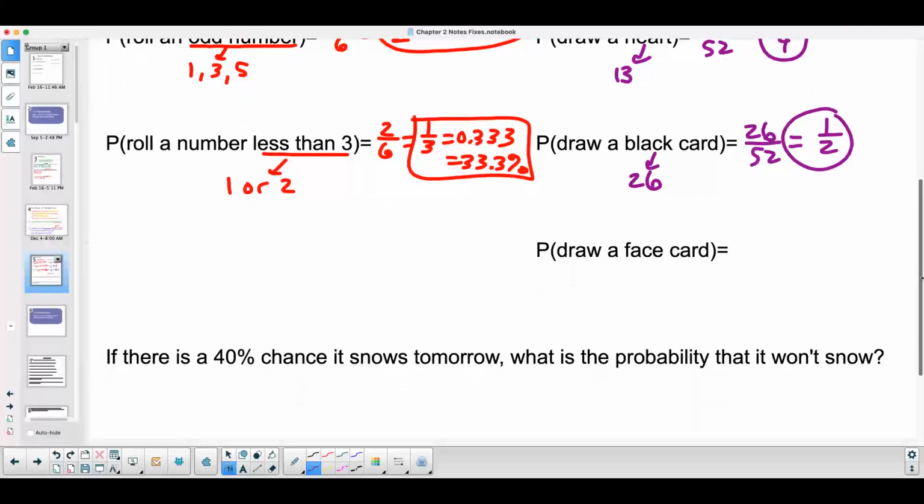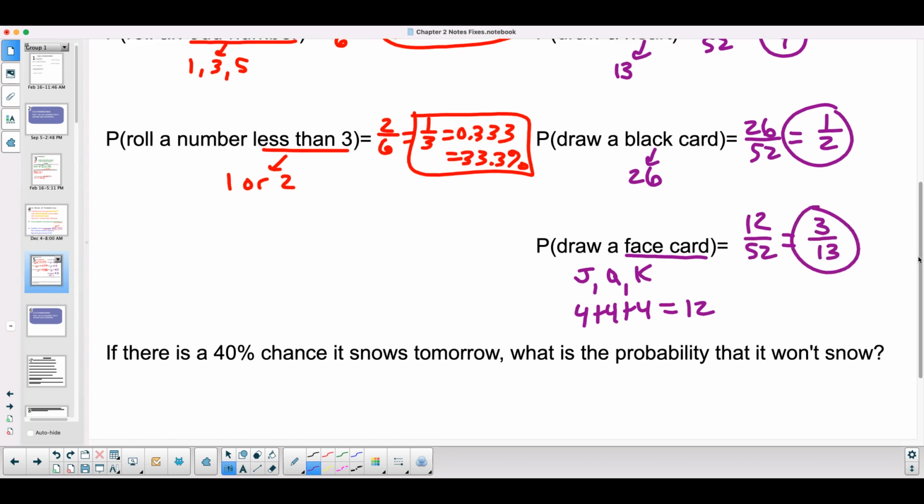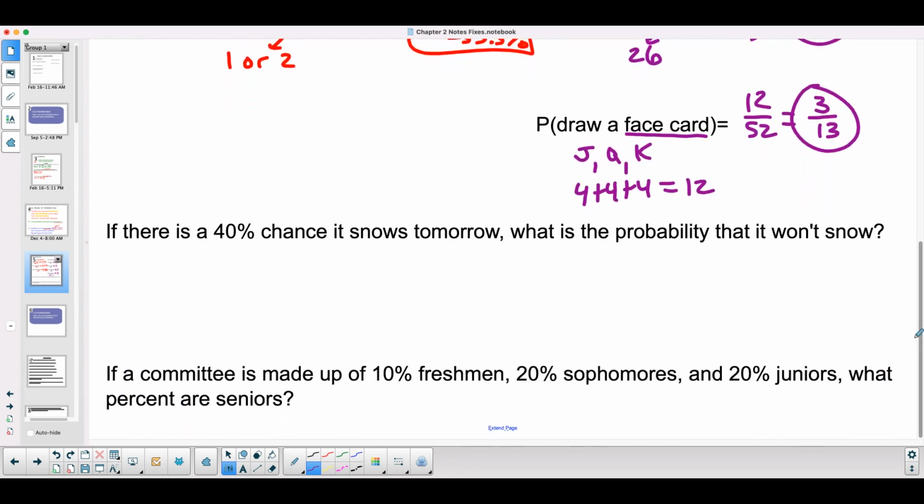And then the face cards, that's either jack, queen, or king, but there's 4 of each of those. So this is 12 out of 52. When you divide those, you can divide those by 4, you can get 3 out of 13. Those are just some basic types that you'll see.